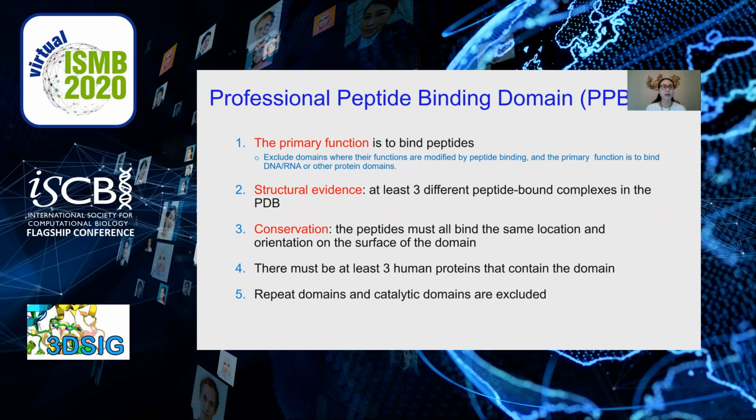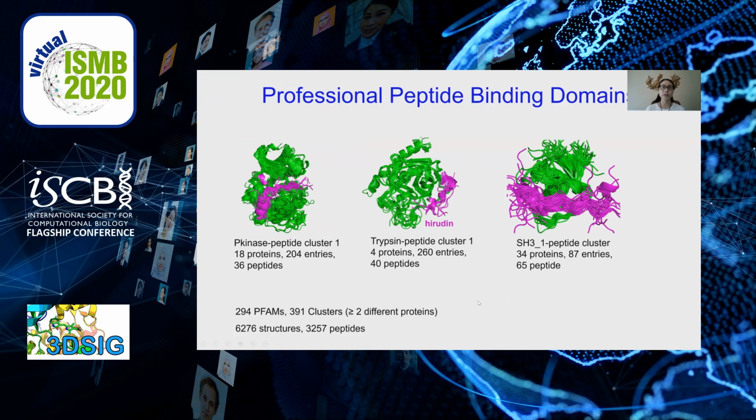We developed a concept, professional peptide binding domain, PPBD. In order to define a Pfam domain as a PPBD, it must satisfy the following criteria. The first one is that the primary function of a PPBD is to bind peptides. We also need structural evidence, and the binding must be conserved. And repeat domains and catalytic domains are excluded.